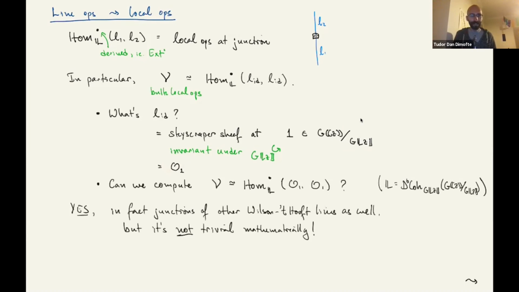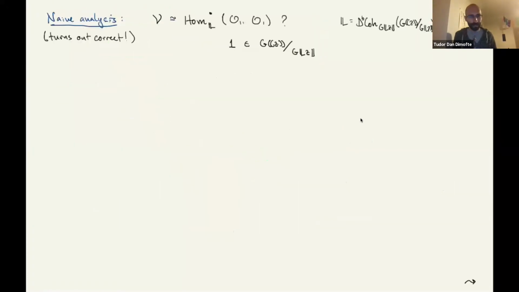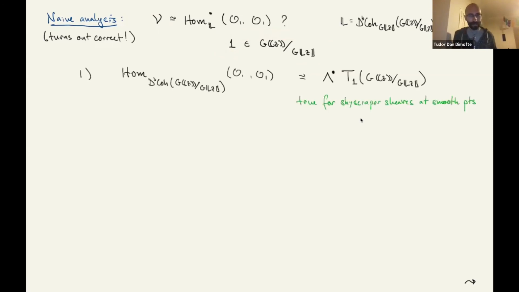And then we compute. And let me just explain. I'm going to give you the very naive version of the computation without all of the interesting hard stuff. So why would you even expect this to work? We've got a skyscraper sheaf at a point in the affine Grassmannian. It's a two-step computation to find its derived endomorphisms.